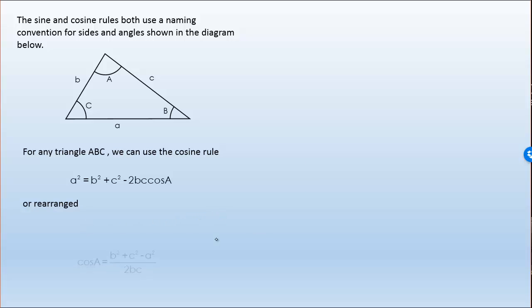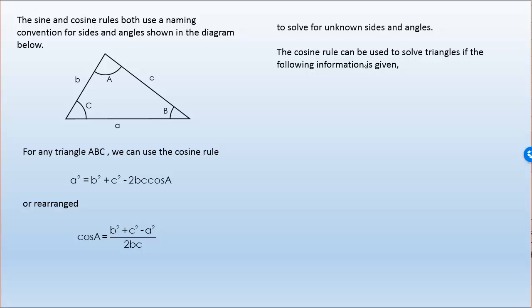We can rearrange it for finding angles as this, but don't worry too much about that because you can't really get this in a non-calculator paper. So therefore, you're going to be able to use it. So just continuing this sentence on, we can use the cosine rule to solve for unknown sides and angles. The cosine rule can be used to solve triangles if the following information is given: 3 sides, or 2 sides and the included angle.